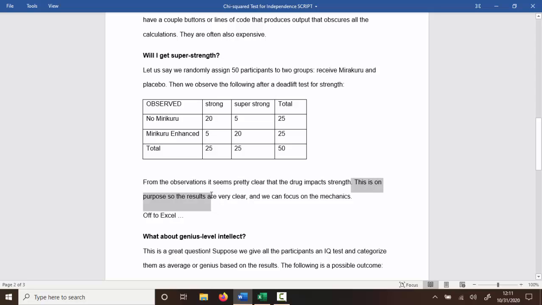This is actually on purpose, so the results are very clear. I also wanted to make sure that I had at least 5 in each of the other categories, because that's appropriate for a chi-squared test. And so everything is pretty balanced. This allows us to focus on the mechanics and what's actually going on and not get distracted by details. All right. So off to Excel.